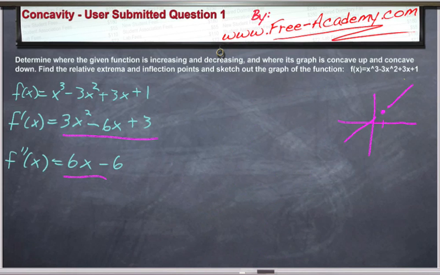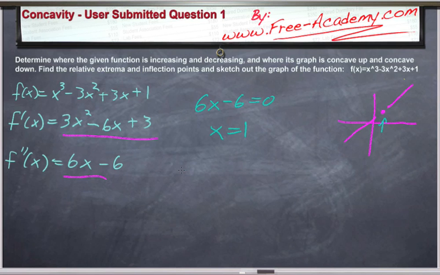So we have 6x minus 6 equals 0, and I think that should be pretty clear that occurs where x equals 1. Which makes perfect sense. We only had one critical point that occurred at x equals 1, so that needs to happen there too.